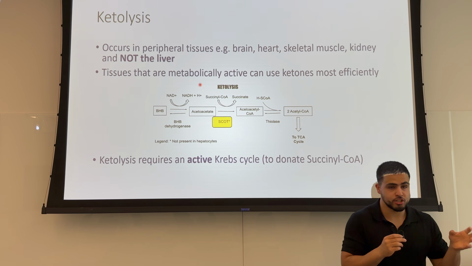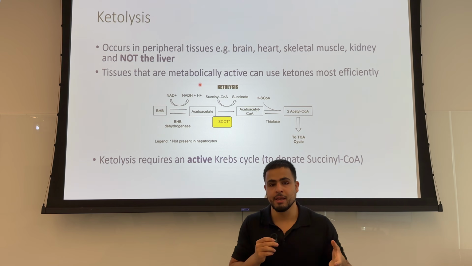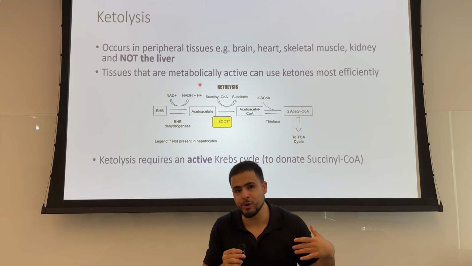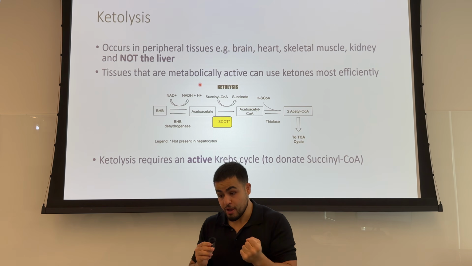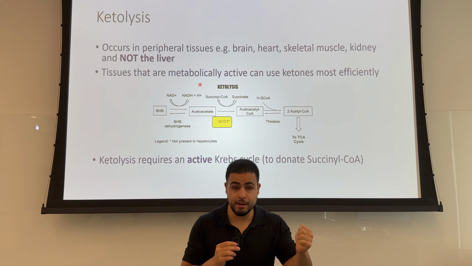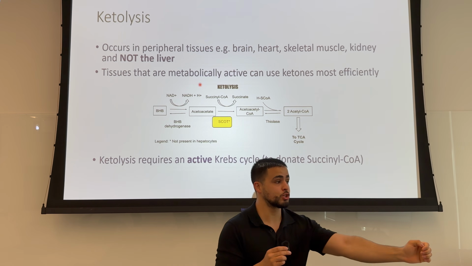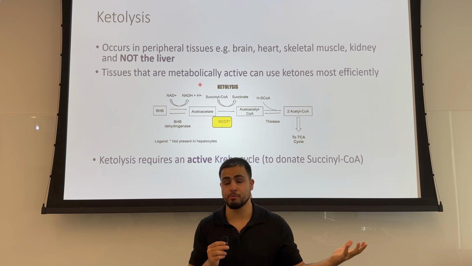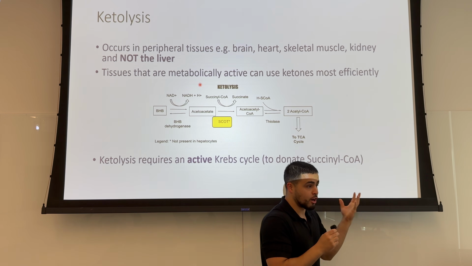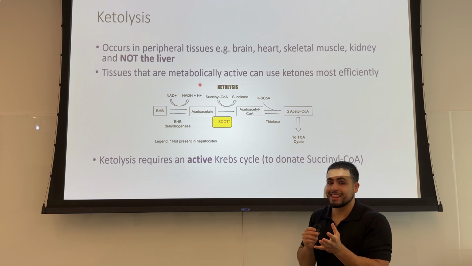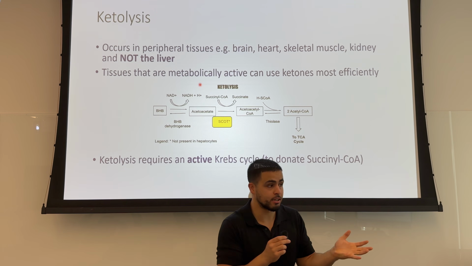Importantly, it turns out that ketolysis mostly occurs in tissues that are metabolically active. And this makes sense. If we have tissues that are very metabolically active, like they need a lot of energy, in periods of intense starvation, the primary source of energy is going to be ketone bodies. So it makes sense that those tissues are going to be using most of the ketone bodies. And it actually turns out that the liver can't use any ketone bodies.